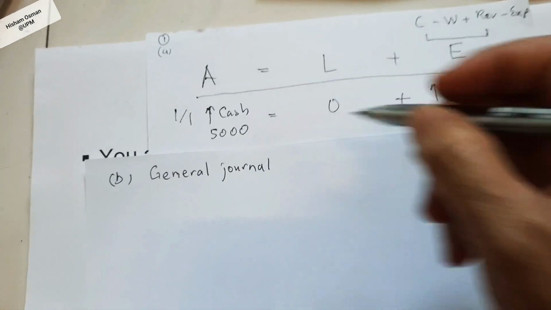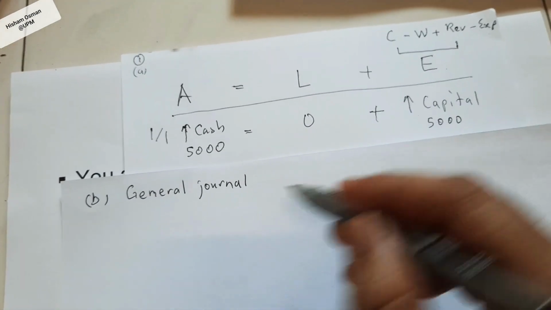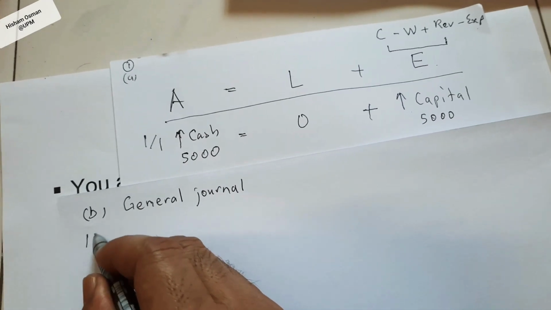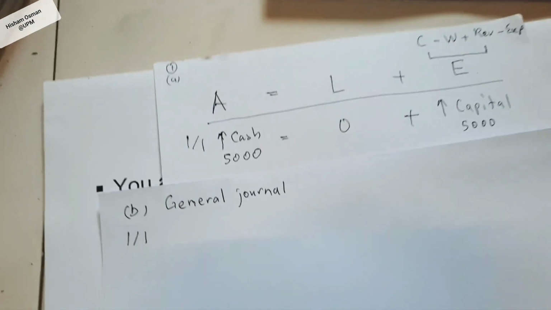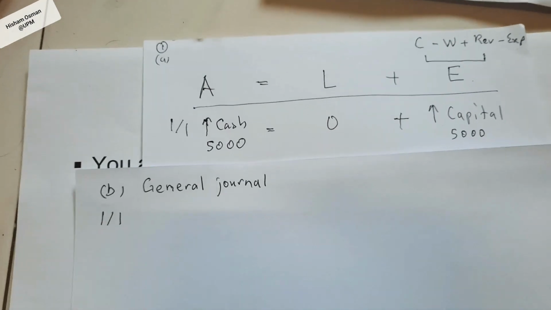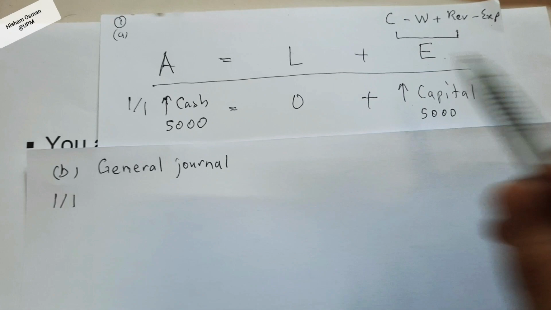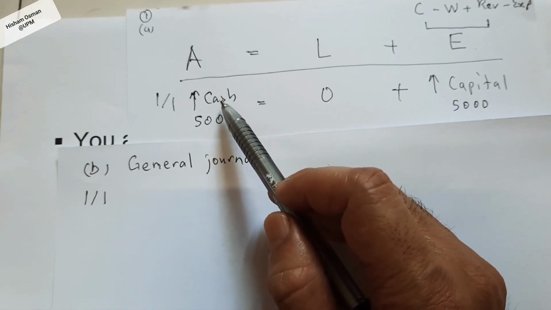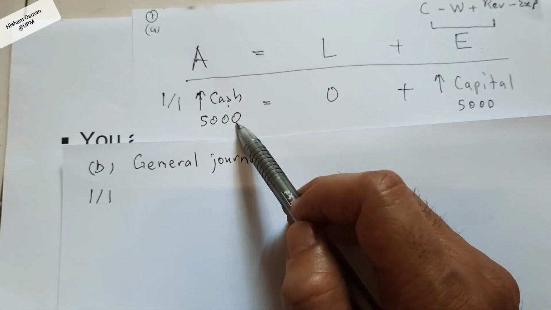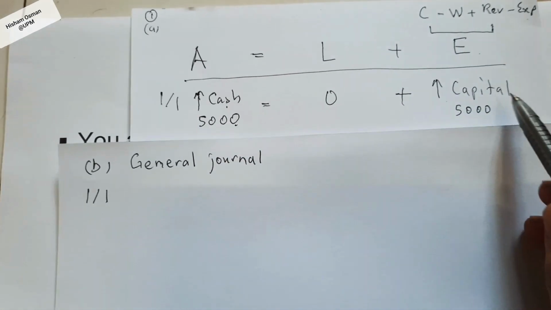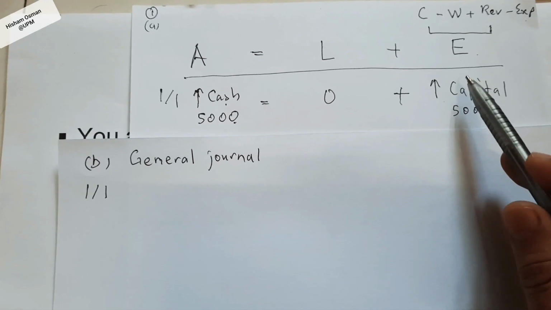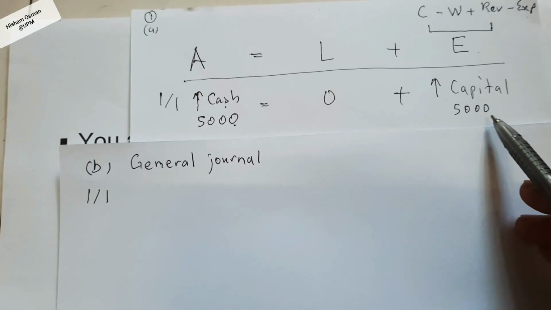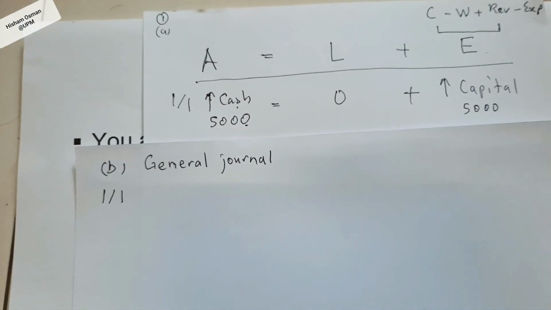Now we do the general journal for the 1st of January transaction. How to do the general journal? You check the analysis that you have done. See here, when you did the analysis, you said that on the 1st of January, there is an increase in asset cash, 5,000. The second thing is, there is an increase in equity related to the capital account, also 5,000. So how to do the general journal entry?